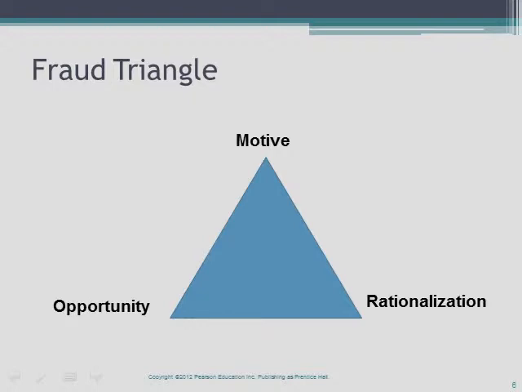The third element in the triangle is rationalization. The perpetrator engages in distorted thinking such as, I deserve this, nobody treats me fairly, no one will ever know. And so we tend to just start rationalizing away the fact that we did it and that it didn't hurt anybody, and so it's all right, which we know is not.